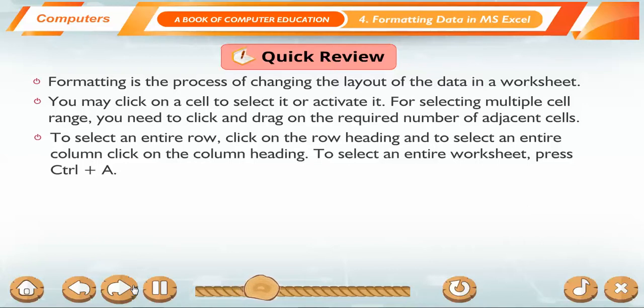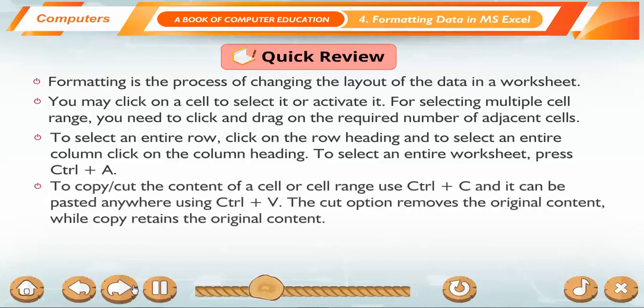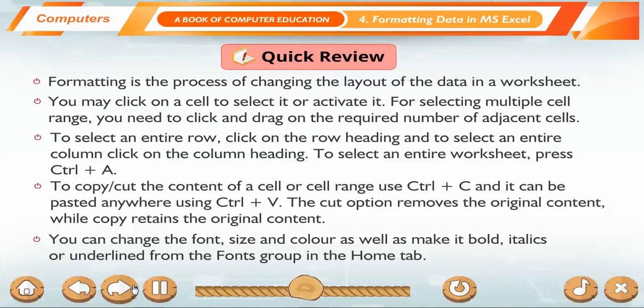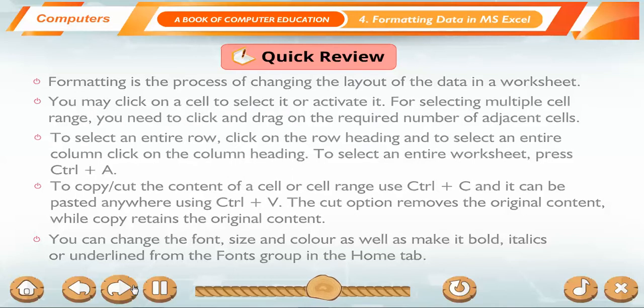press Ctrl plus A. To copy or cut the content of a cell or cell range, use Ctrl plus C and it can be pasted anywhere using Ctrl plus V. The cut option removes the original content while copy retains the original content. You can change the font, size and color as well as make it bold, italics or underlined from the fonts group in the Home tab.